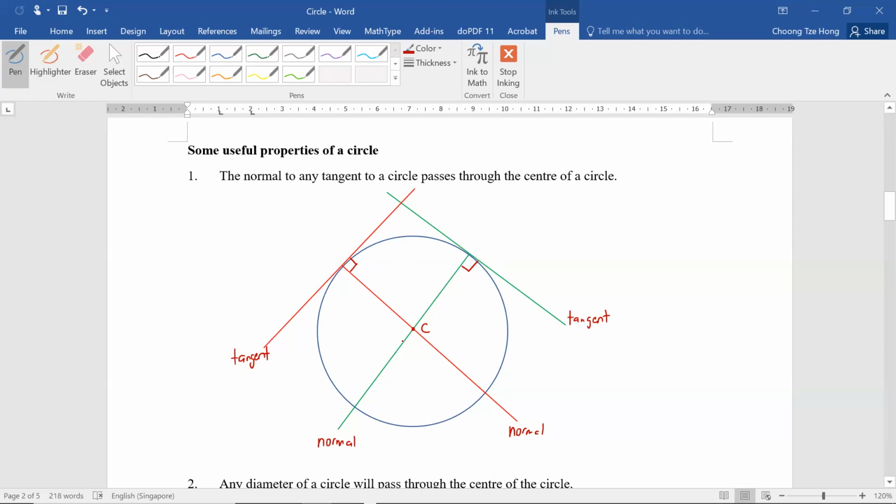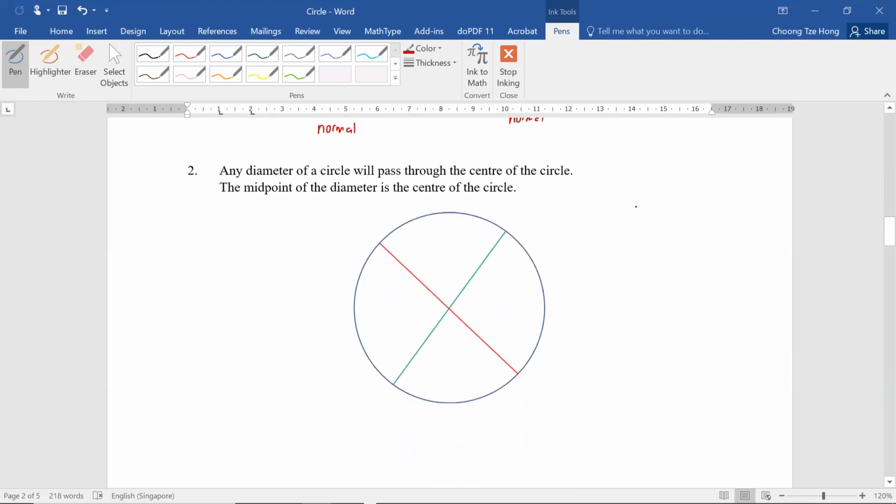If you recall from the chapter on coordinate geometry, if two lines are perpendicular, then let's say this is gradient m1 and this normal has gradient m2, then the relationship between the gradients is m1 times m2 equals -1. This is an important relationship that you will apply very frequently in the questions as well.